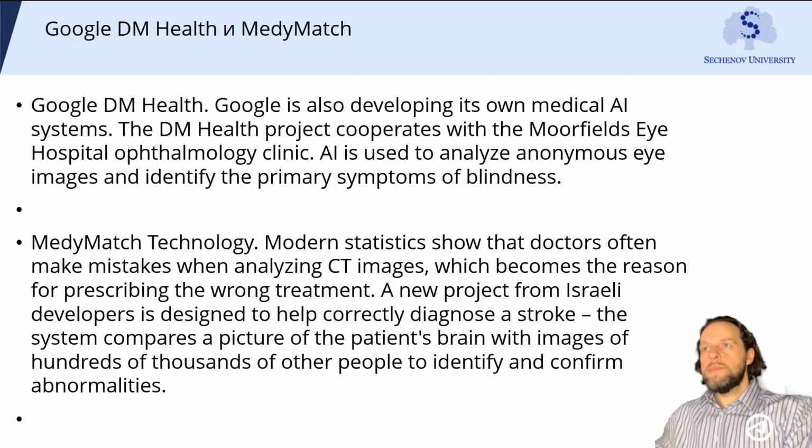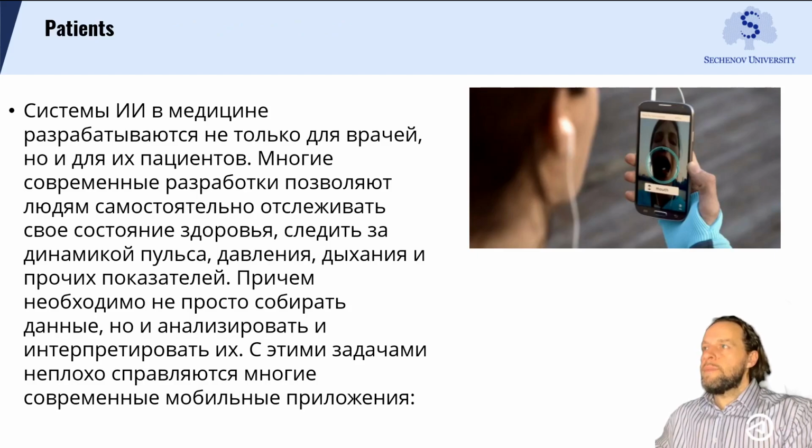Google is also developing its own medical AI systems, and they're, for example, analyzing eye images to identify primary symptoms of blindness. Another example is related to CT scans, and for example, it could be used to analyze if the patient will have a stroke in a short time.